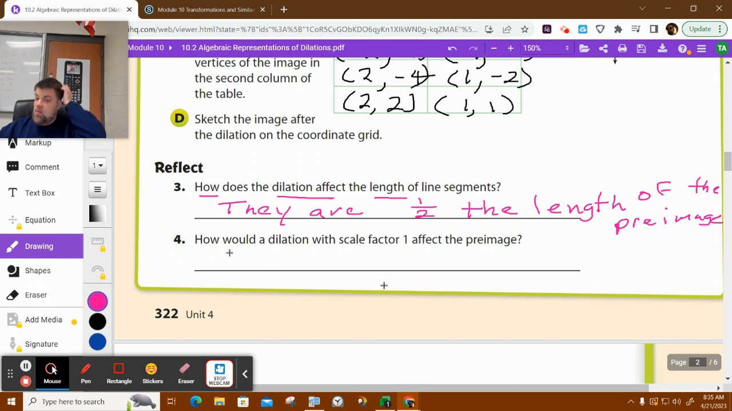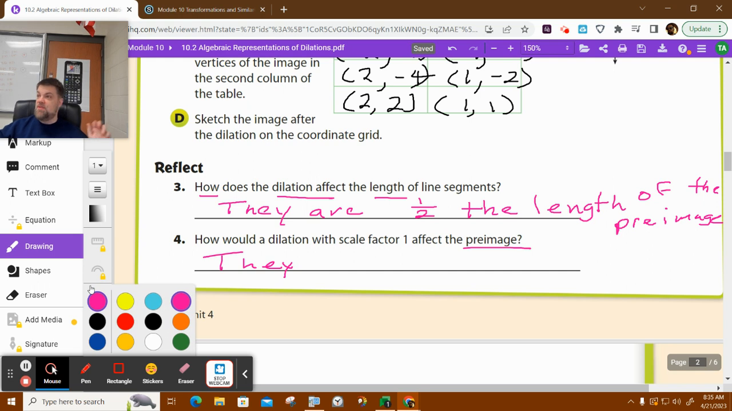All right, it says, how would a dilation with a scale factor of 1 affect the pre-image? Yes? So the scale factor is 1, and you're just multiplying all the numbers by 1, so it just stays the same. Very good. The student said the scale factor is 1, and you multiply all the coordinates by 1, so that would stay exactly the same.